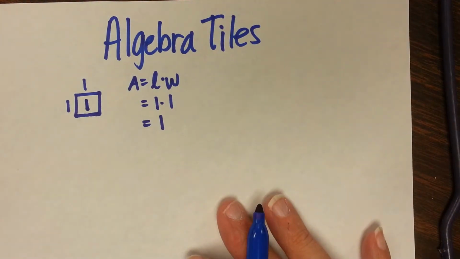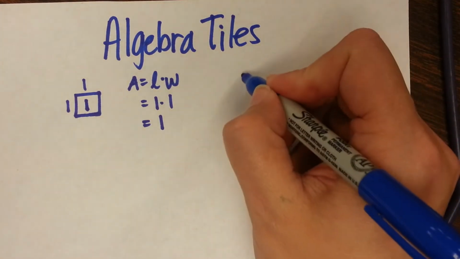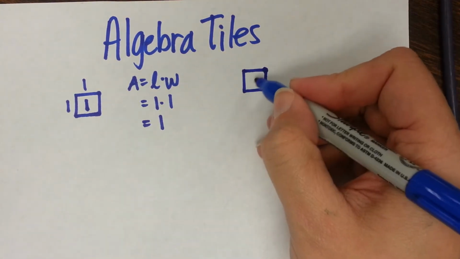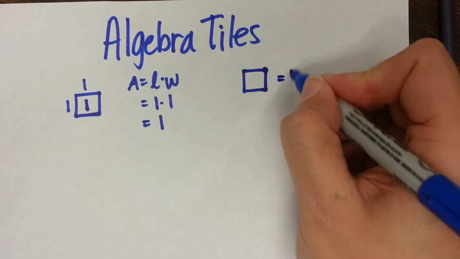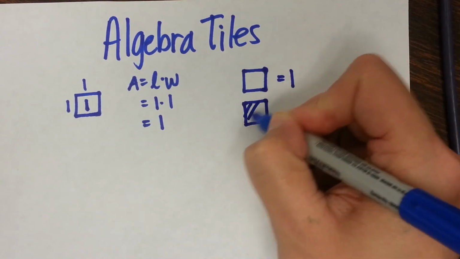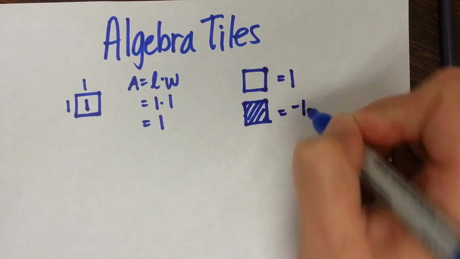Usually when you buy algebra tiles, you would buy a set that has, say, a red and a yellow in it, or maybe a yellow and a blue. Generally they have two colors so that they can designate one as positive and one as negative. For our purposes, since we're drawing it out, we're going to have an unshaded one equal to a 1, and then we're going to have a shaded one that would be equal to negative 1.